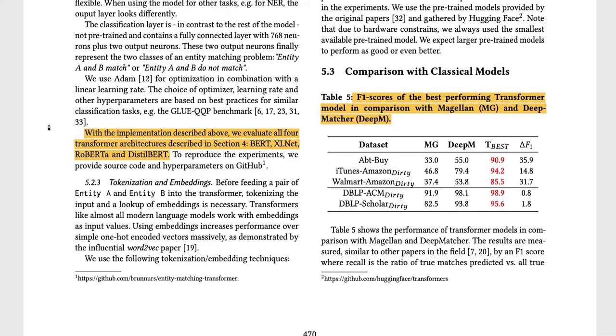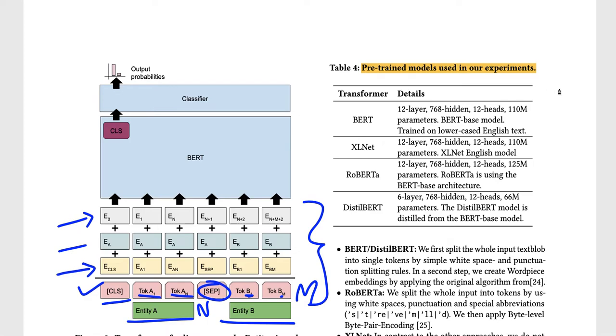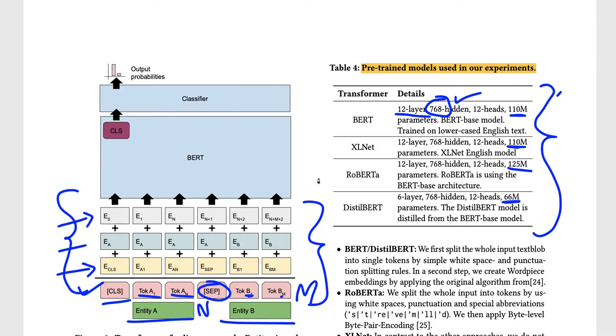So with the above setup, we are evaluating all the 4 transformer architectures as mentioned above, and this is an interesting insight into the architecture. As we can see, BERT is around 12 layers, 768 hidden size and 110 million parameters, and XLNet is similar, with a similar number of parameters. RoBERTa is a little bit heavier model, and DistilBERT is much lighter. But the key thing is that all are using the 768 embedding size. So the embeddings we had discussed here are of size 768, and then there are 12 heads in the multi-headed attention models.